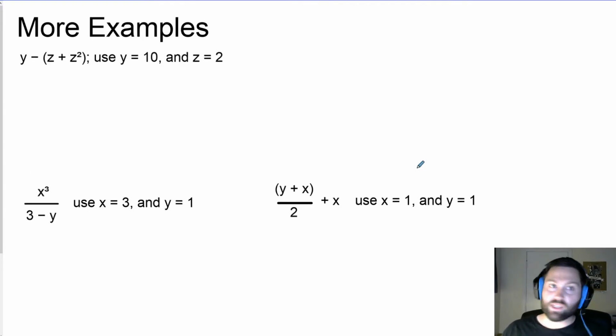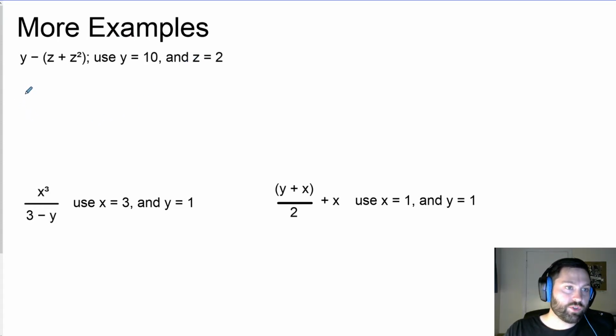More examples, and these are a little more complicated. So sometimes you are going to find that some of these expressions get a little tough. So I picked out some harder ones that I could find, and put them up here so I could give you a good idea. So this one says y minus z plus z squared using y equals 10 and z equals 2.